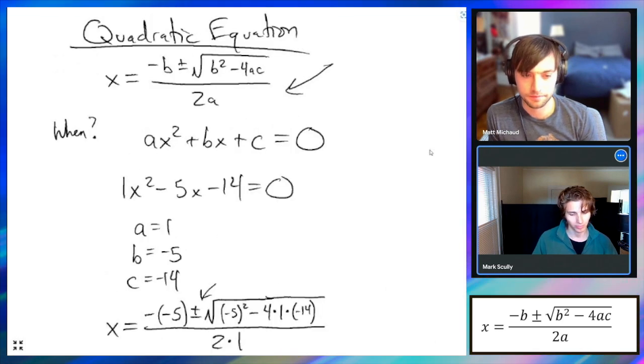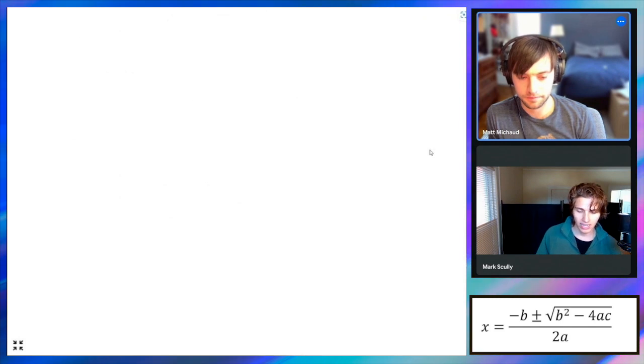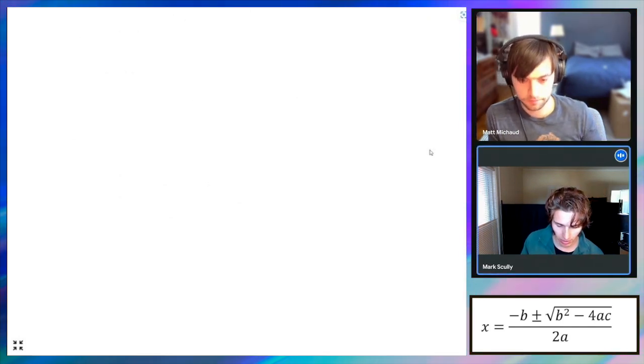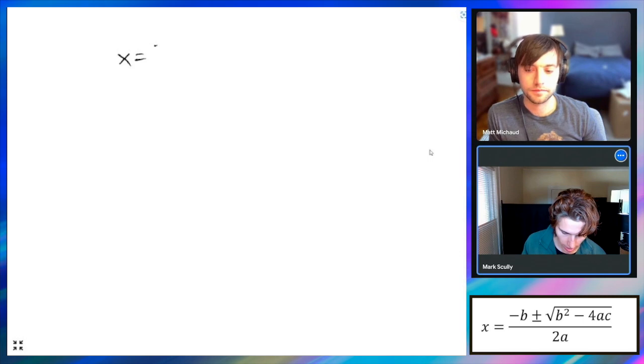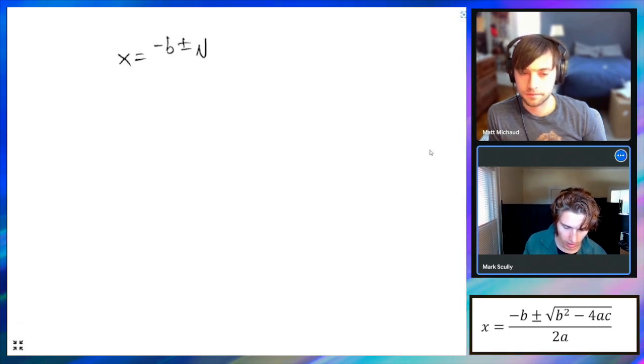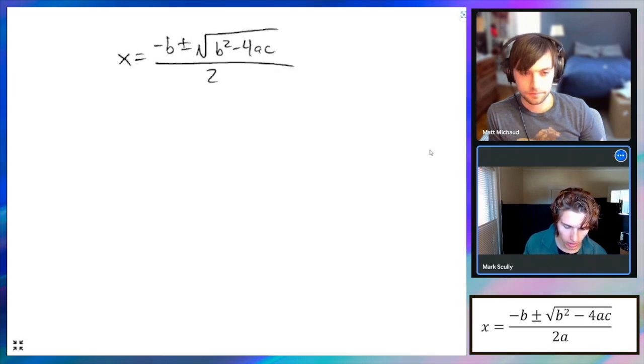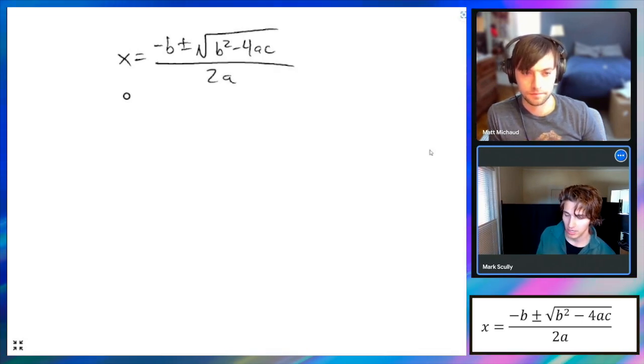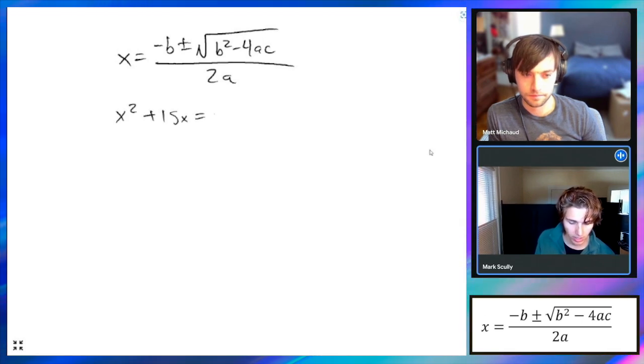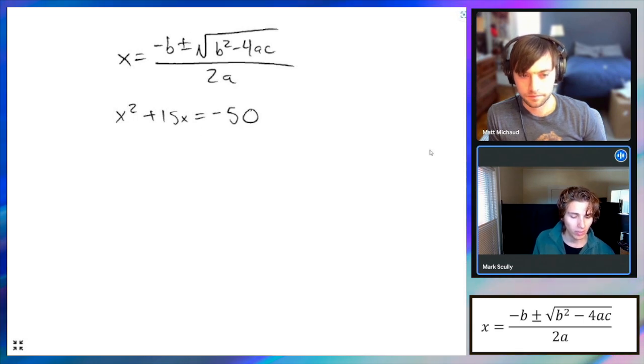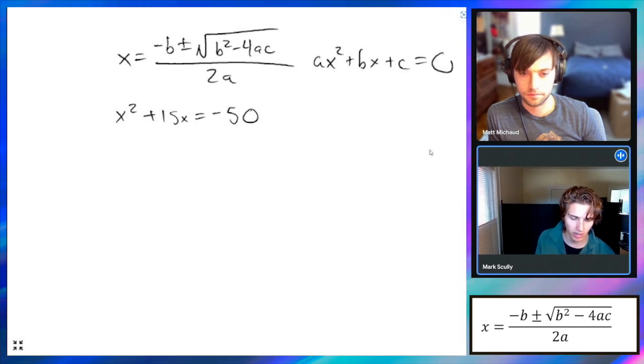Good stuff. So you just solved your first problem using the quadratic equation. Let's bring it to the next page, and we're going to do another example. X equals negative b plus or minus the square root of b squared minus 4ac over 2a. Our problem is going to be x squared plus 15x equals negative 50. Now, what's the problem here? Remember, we need this to be in the form ax squared plus bx plus c equals 0.